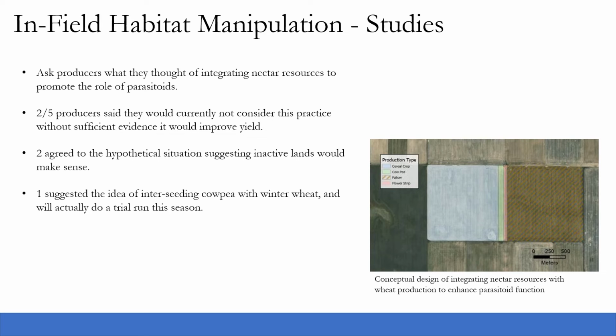Two producers said no. Their reasoning was they would need to see very concrete beneficial results before employing this tactic. They also said that based on the economics and stressors of wheat, they try to maximize the amount of area in production. Two producers said yes to this hypothetical.